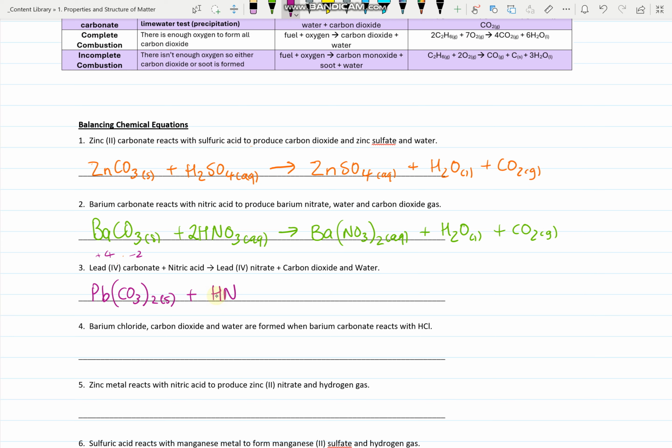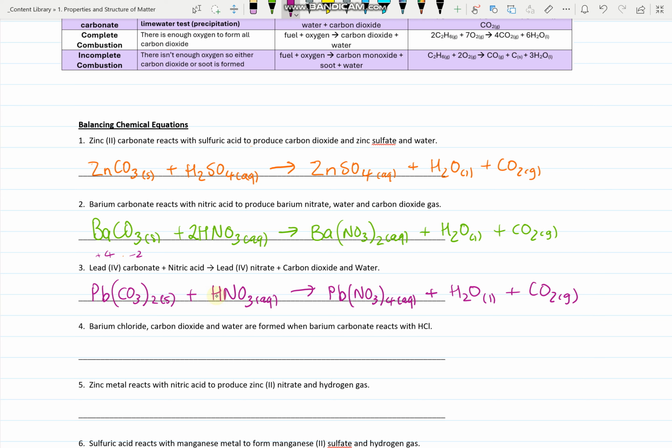And nitric acid we just dealt with, HNO3 aqueous. And we got lead nitrate. So lead's 4 plus, nitrate's 1 minus. So I need 4 lots of nitrate in aqueous form. All salts are aqueous. I'll keep the same order as the previous questions. CO2 gas, right?